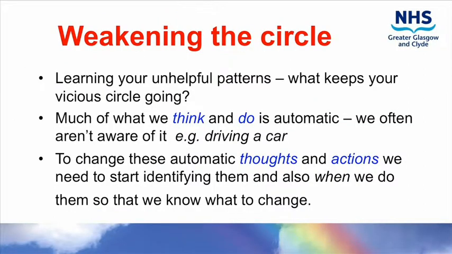An important point to make here, however, is that we can find ways to weaken the vicious circle by making changes to the way that we think and behave. This can be difficult because much of what we think and do is automatic and habitual. We often aren't aware of it. Therefore, to change automatic thoughts and actions, we have to firstly identify them and also when we do them, so that we know what to change.